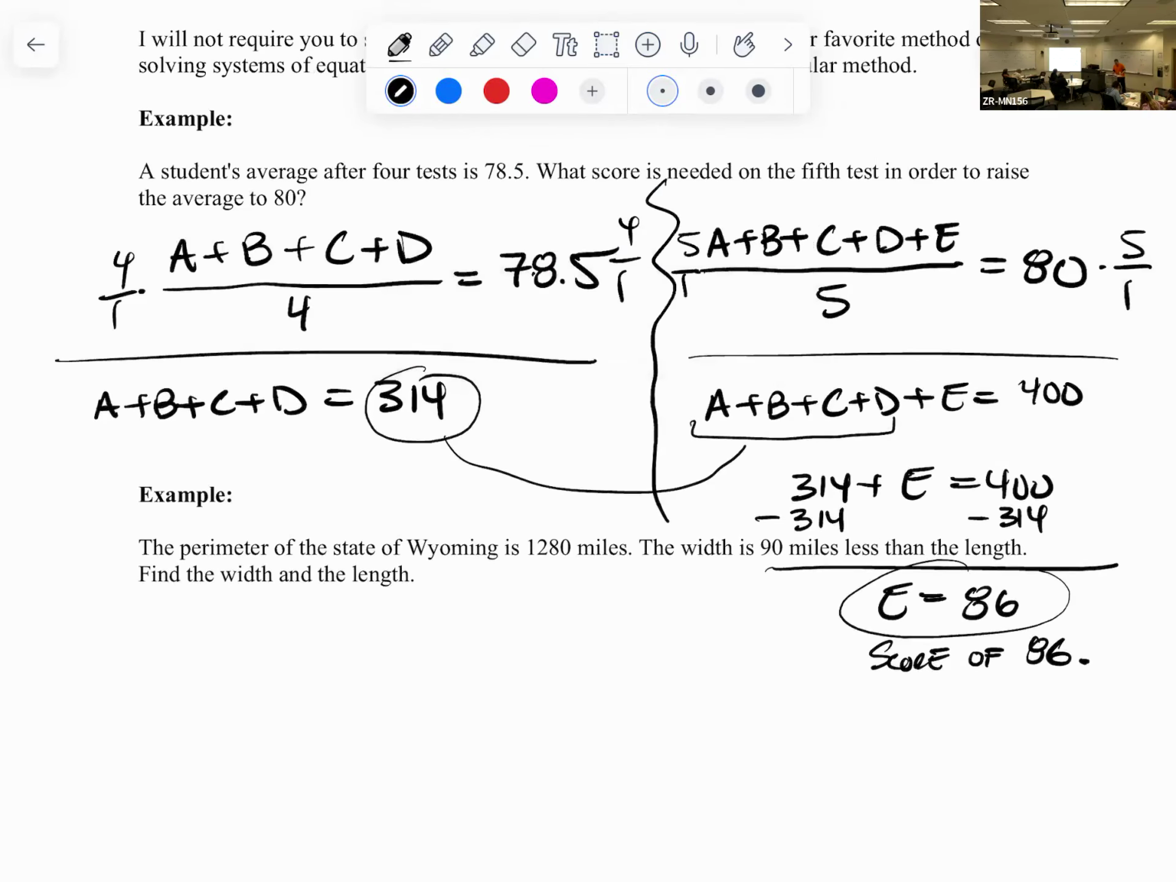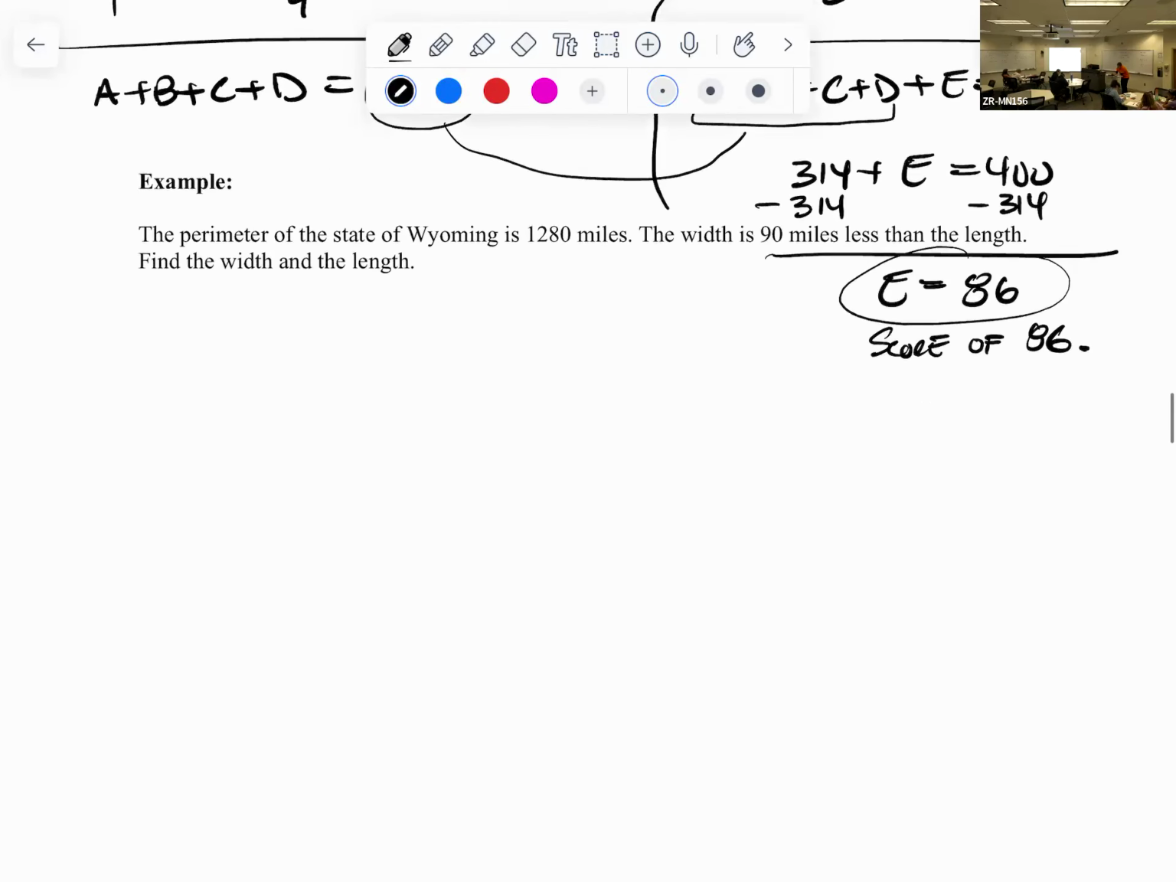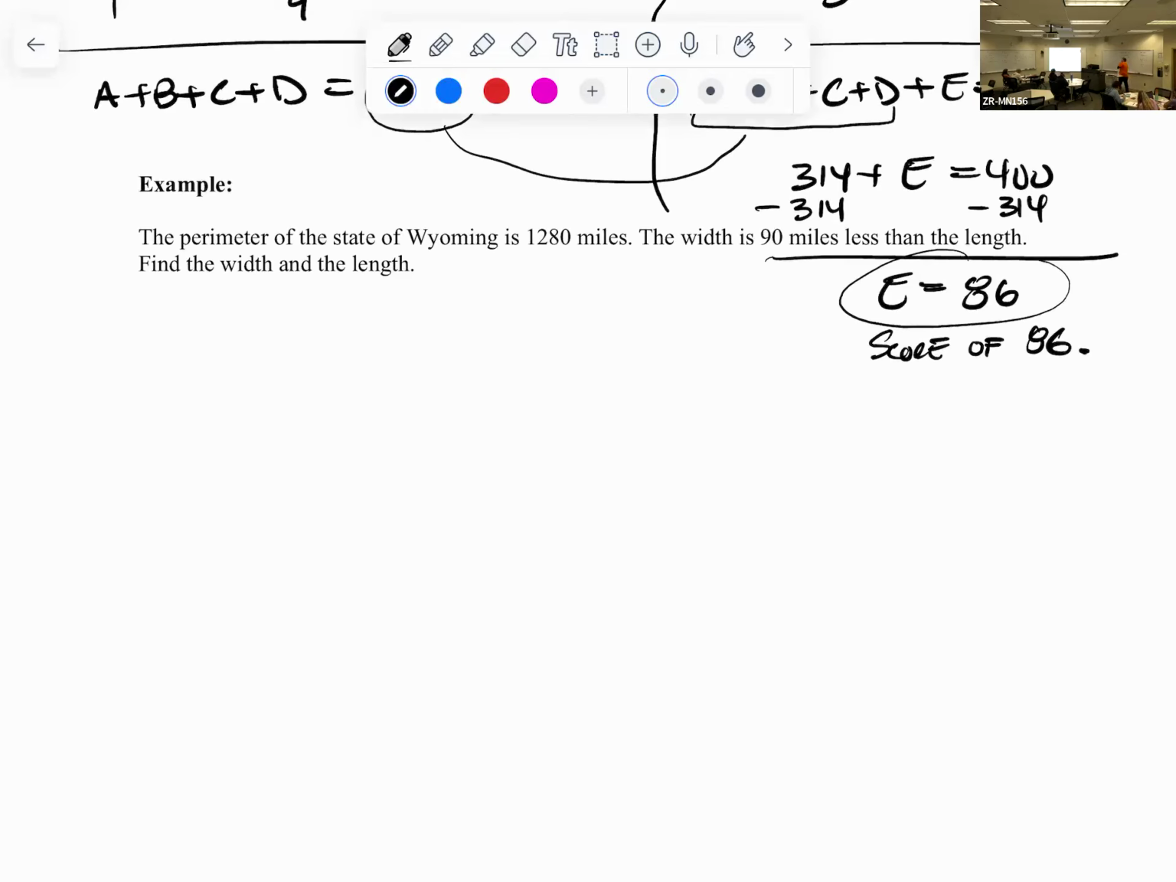Okay. Minimum score needed on the fifth test to raise the average by 2. That is actually exact. These are equalities, not inequalities. That is a good observation as well. So a score, but I'm just kidding. 86, right, got it. Okay, the perimeter of the state of Wyoming is 1,280 miles.